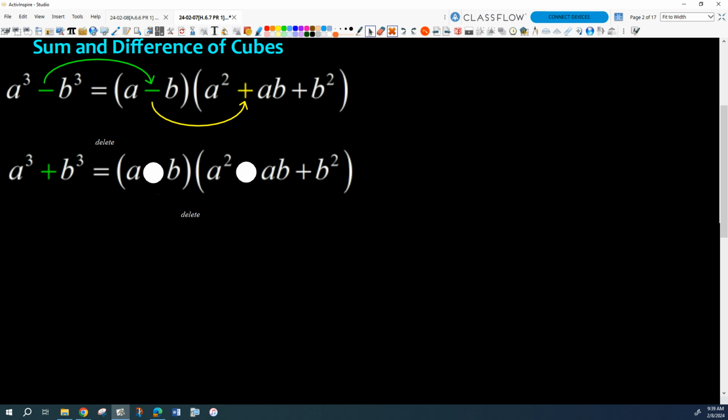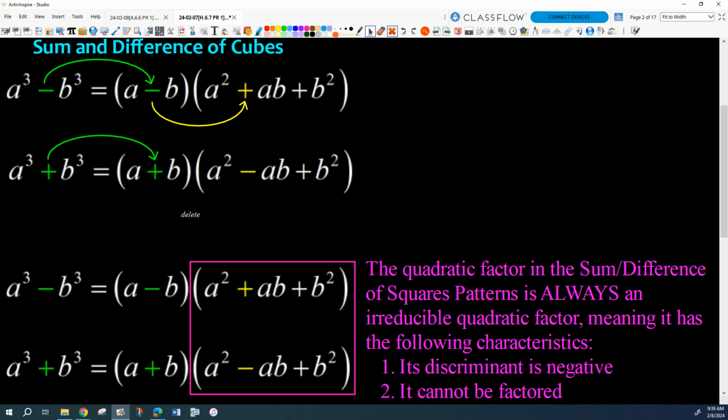Okay, make sense? So A cubed minus B cubed would be A minus B times A squared plus AB, and you always end up with plus B squared. So what's this guy going to be? A plus B. Yeah. A cubed plus B cubed is going to be A plus B times A squared minus AB, and you always finish out with a plus B squared. Okay, make sense?